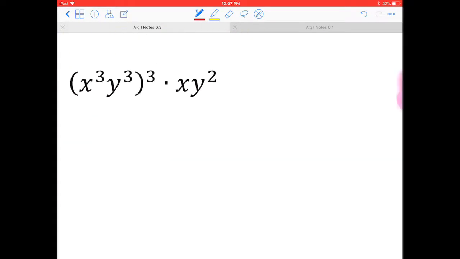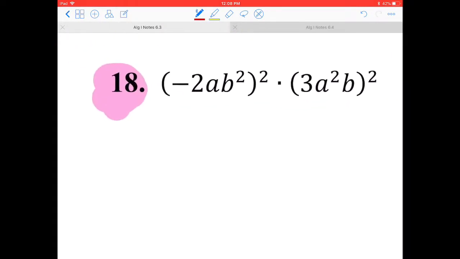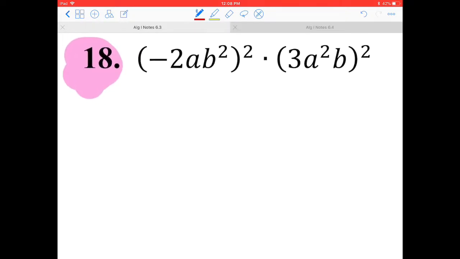Okay? Let's do 18 and then 21. For 18, we actually have 2 exponents happening on the left and right side. So we're going to simplify both, and then we'll multiply at the end.